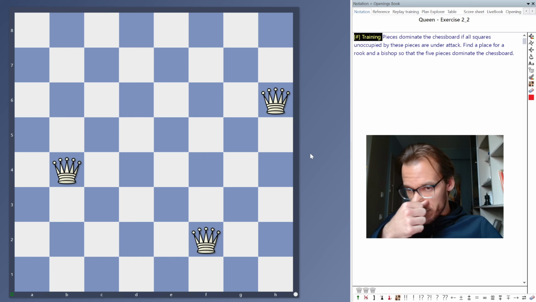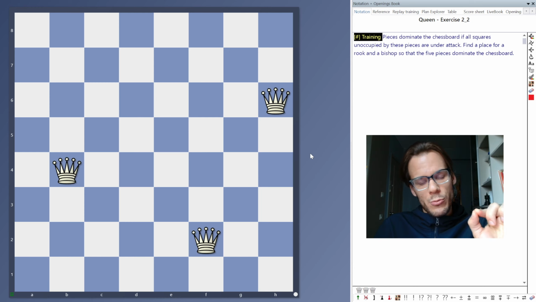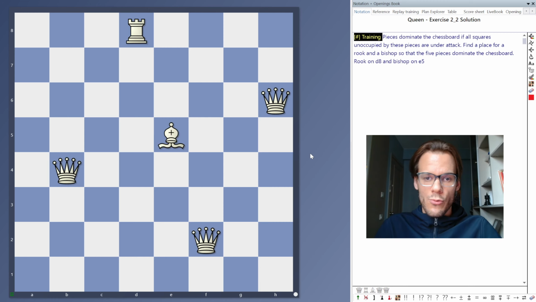So here we have another domination. In this case, there are three queens on the board, and now you have to place the rook and the bishop so that all the squares are under attack. So all these five pieces together dominate the chessboard. And the answer? The rook should be on the square d8, and the bishop is in the center on the square e5.